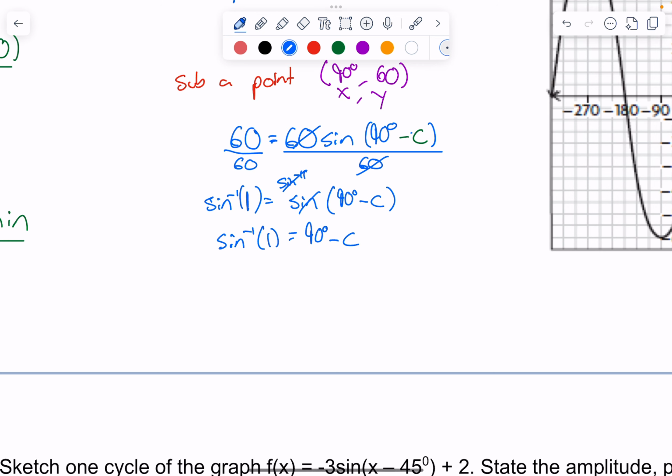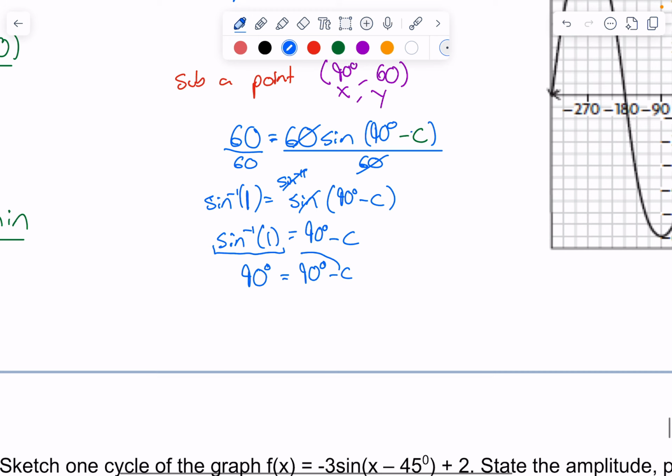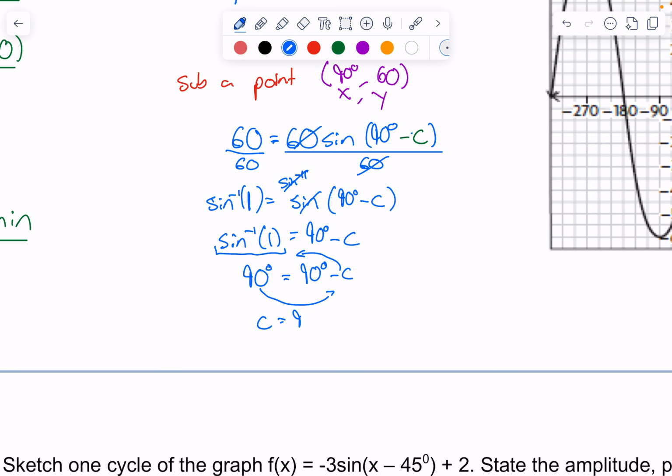Okay, so sine inverse of 1. Well, just use your calculator. Take the sine inverse of 1, and your calculator will give you a value of 90. And that is 90 degrees. Remember, when you take the inverse of sine, you're finding an angle. So 90 degrees equals 90 degrees minus C. So bring the C to one side, bring the 90 to the other side. You get C is 90 minus 90, or 0. So we do not have a phase shift at all.